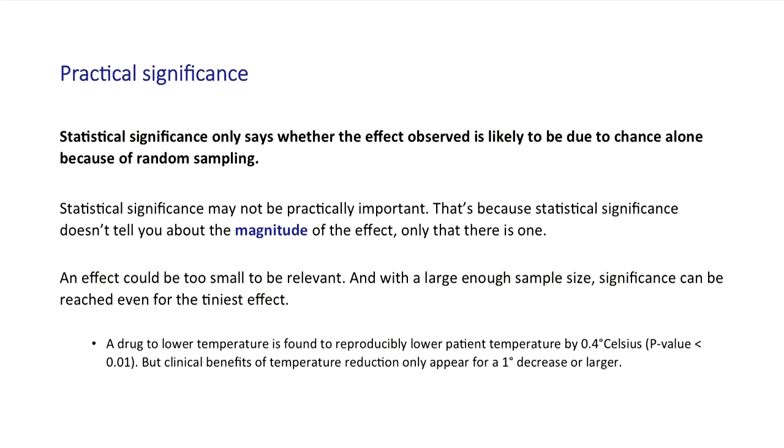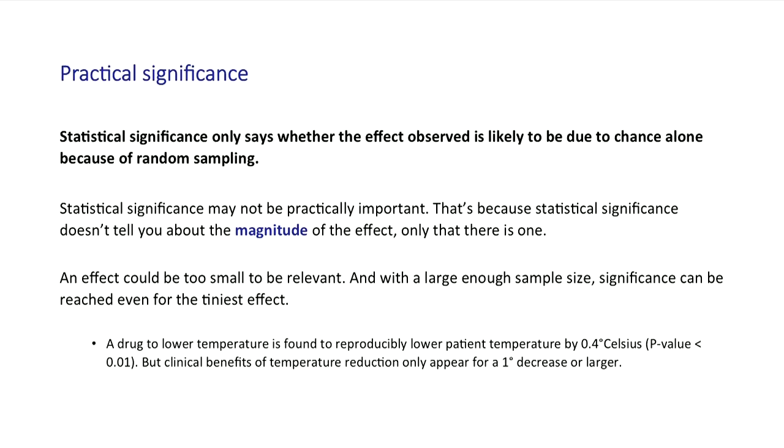There's a couple last things that we need to note here. The first one is that statistical significance only says whether the effect observed is likely due to chance alone because of random sampling. It doesn't mean that the results you get are practically important. That's because statistical significance doesn't tell you the magnitude of the effect. It only tells you if there is an effect, if there is a difference. An effect could actually be too small to be relevant, and with a large enough sample size, we could get statistical significance even with the tiniest of effects.